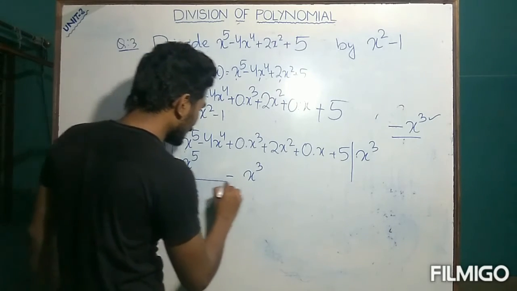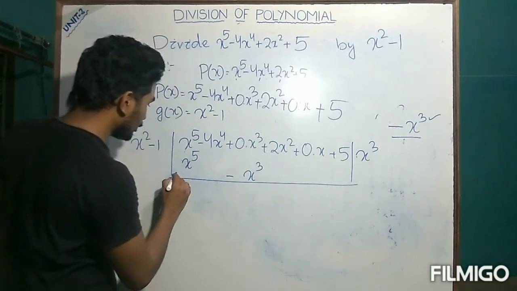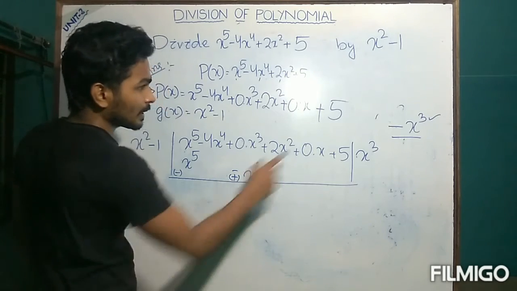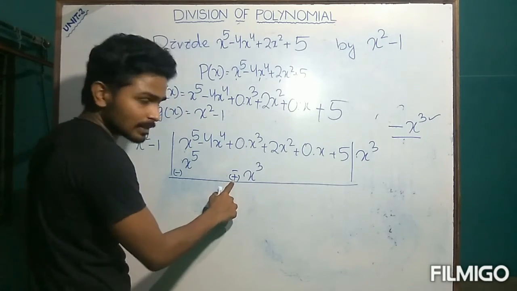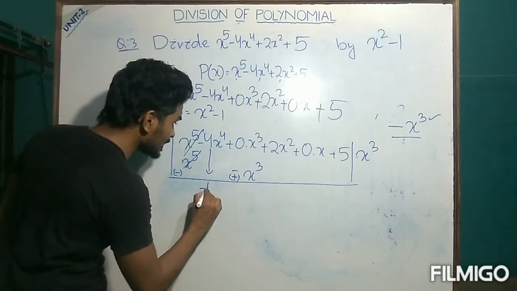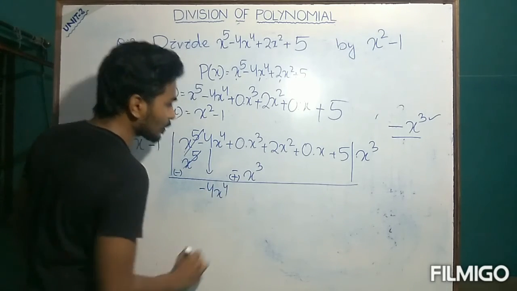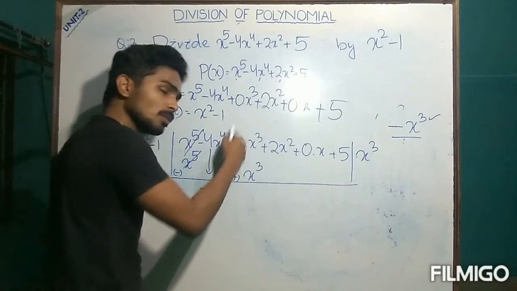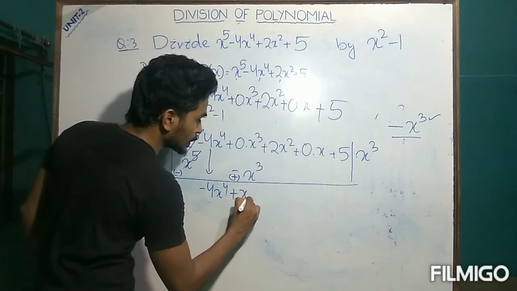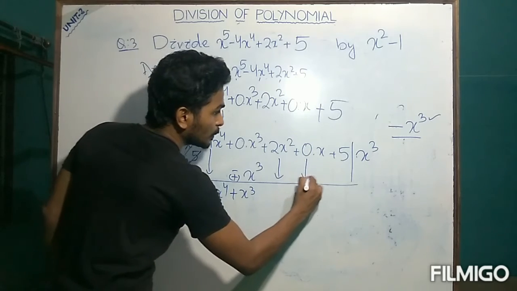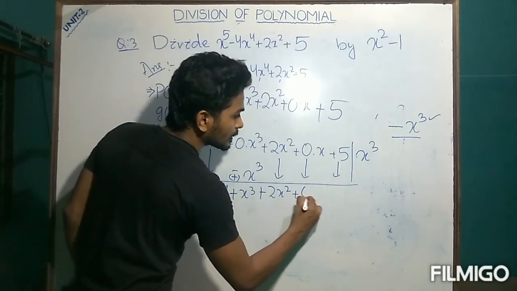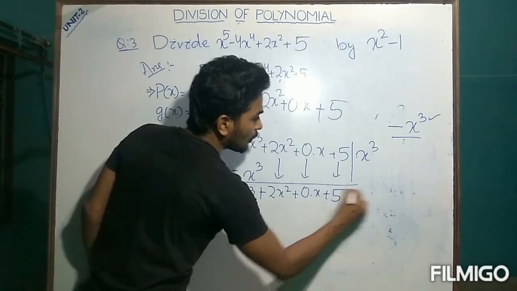Then carry forward the minus; here also you can change the sign. It is minus x cube, you can change it to plus. Now this 2 will be cancelled out. So this coming down, it will be minus 4x to the power 4. Now 0x cube means 0, then it has plus x cube. All the part will move down, plus 2x square plus 0x plus 5.